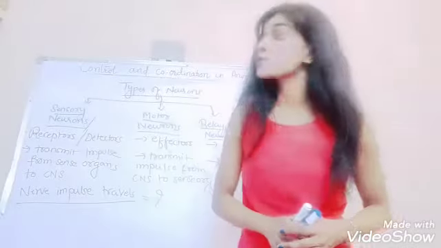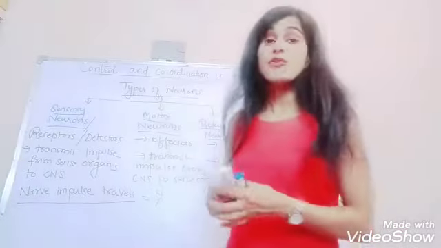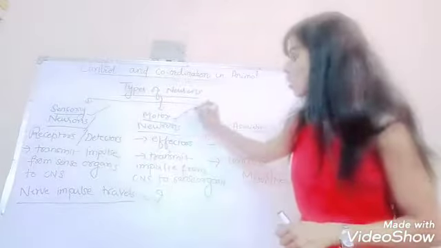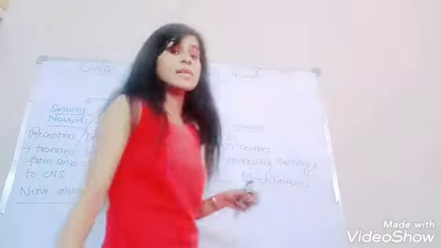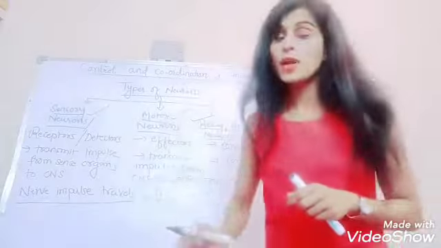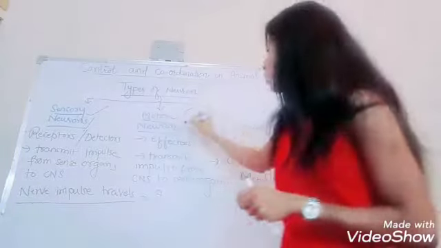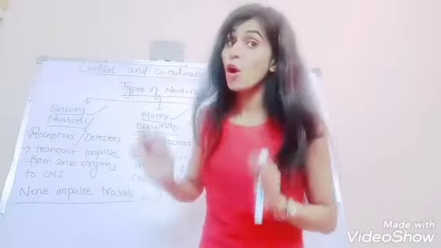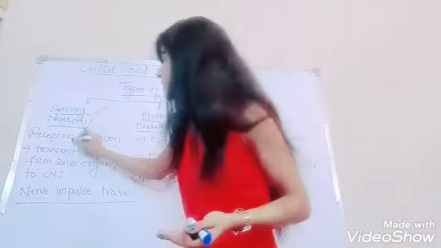Just now I told you there are three types of neurons. The first one is your sensory neurons. The second one is your motor neurons. And the third one is your relay or association neurons. So sensory neurons can also be called receptors or detectors.